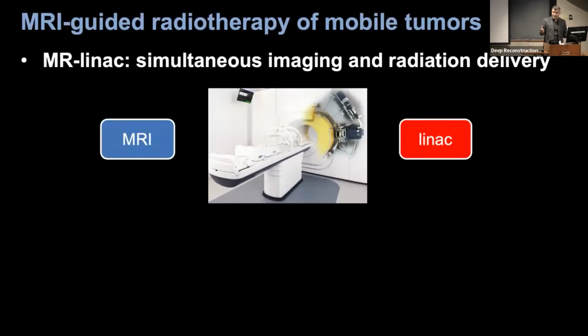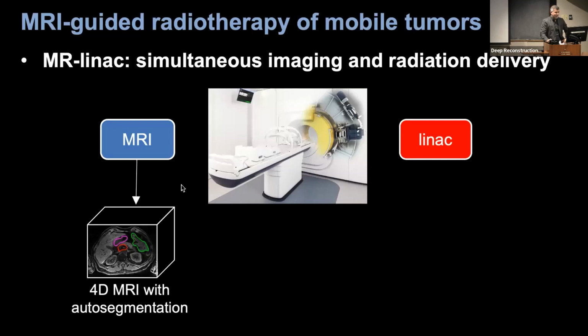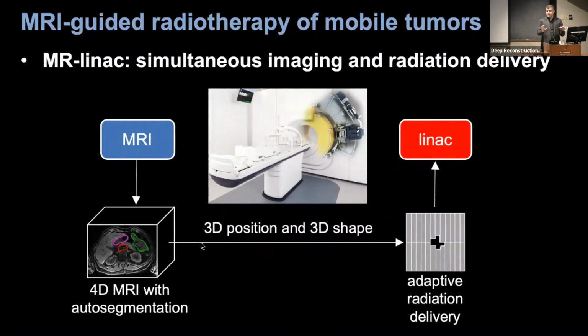Let me show you something that can be really cool for mobile tumors by using this new machine, the MR-Linac, which is a combination of an MRI scanner and a linear accelerator. So we can actually do MRI while sending radiation. With MRI, we can do this 4D imaging with auto-segmentation. We can pass this information to the Linac part, 3D position and 3D shape. Let's assume that we can do this in real time. We can actually adapt the radiation treatment to follow motion, okay?